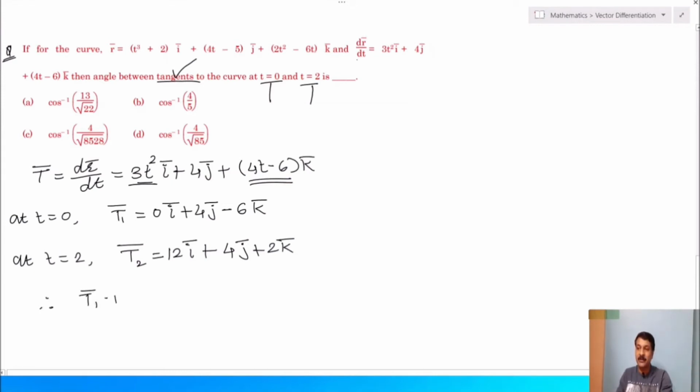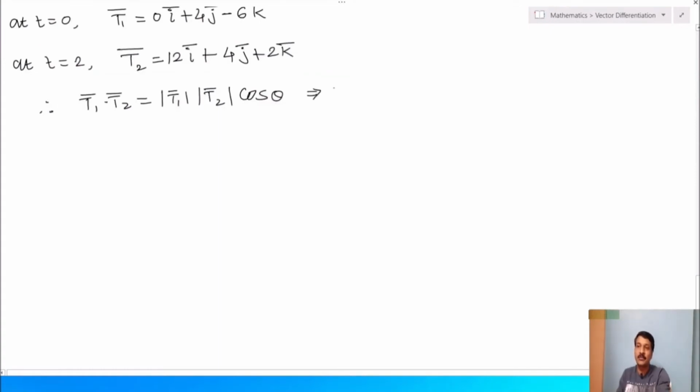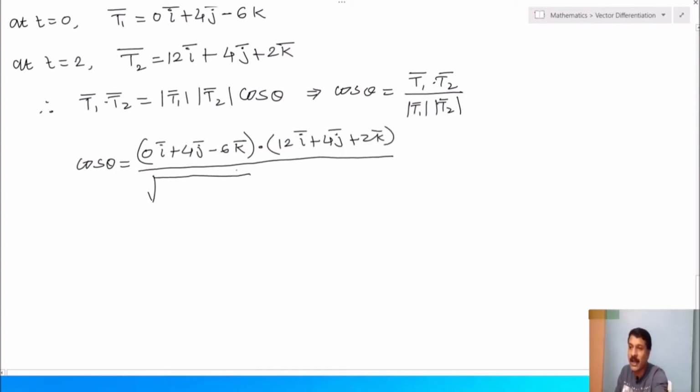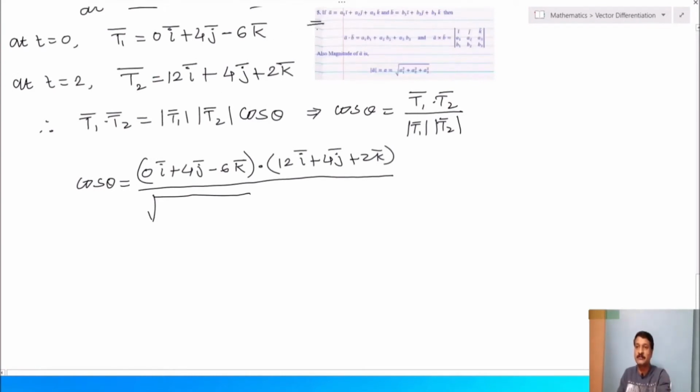And that is t1 dot t2, which is equal to mod of t1 mod of t2, meaning magnitude of t1 times t2 into cos theta. Therefore I am getting cos theta equal to t1 dot t2 upon mod of t1 mod of t2. So cos theta equals t1, which is 0i plus 4j minus 6k, dot t2, which is 12i plus 4j plus 2k, whole divided by magnitude. Magnitude is what? Under root of. I am using here the formula; for your reference, you can use this one. In the theory part, we already saw. And that is why it is 0 plus 4 square, it is 16, plus minus 6 square, it is 36.